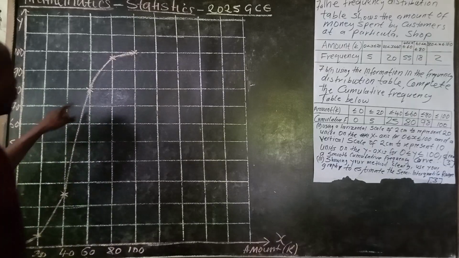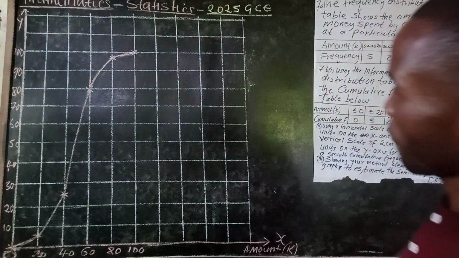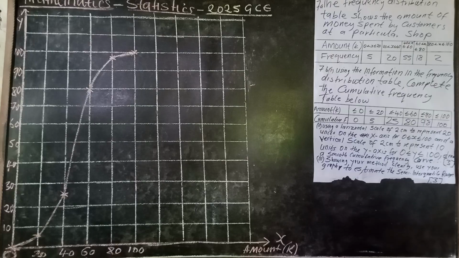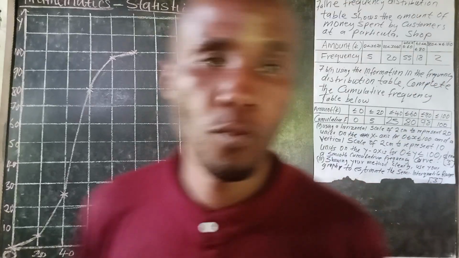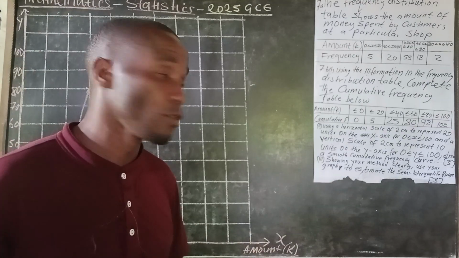Okay. So you have seen what we have done. So that is the graph which they are looking for. Okay. So meaning we have answered this question, which is bullet 2. Okay. So now let us go to bullet 3. Showing your method clearly, use the graph to estimate the semi-interquartile range. Okay. So now here is where you are supposed to know now the formulas that you are supposed to use.